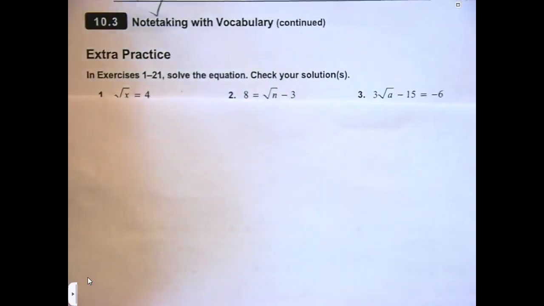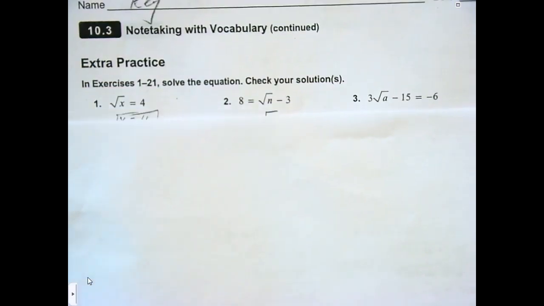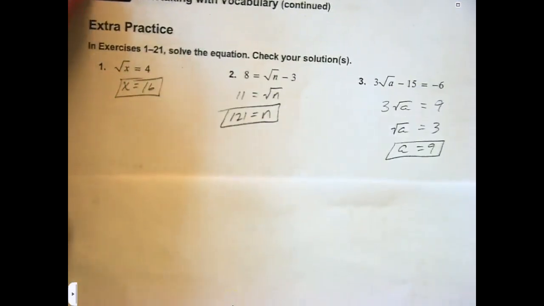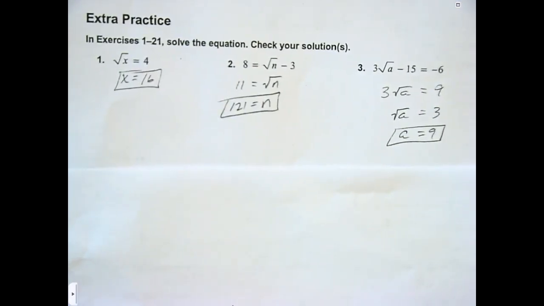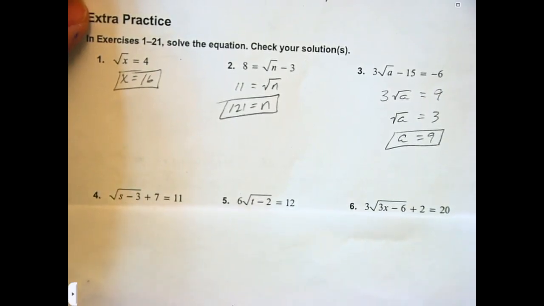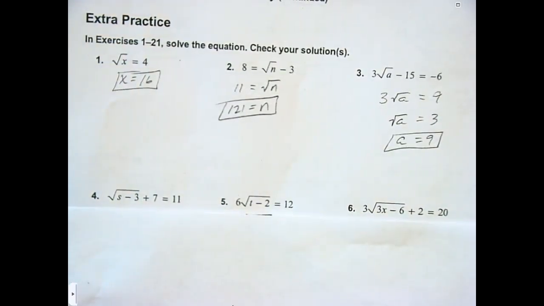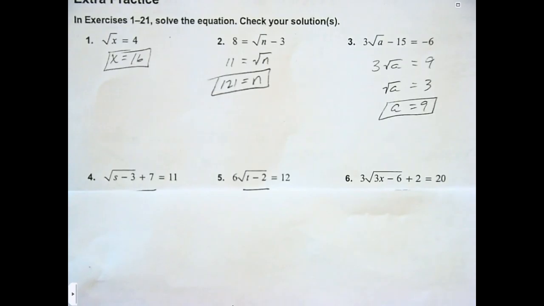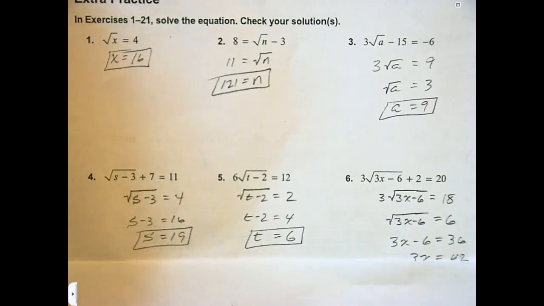Hey, 1 through 3 we did as a class, I believe, or at least we finished them in class. There's our work for those. 16, 121, and 9. Tell your neighbor what you got for 4, 5, and 6, please. 19, 6, and 14. Okay. So we got 19, 6, and 14. All right. Questions on 1 through 6?